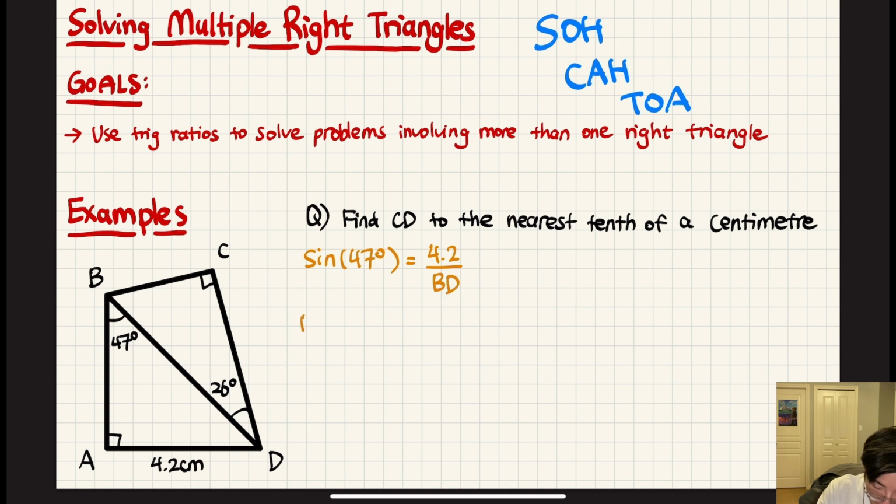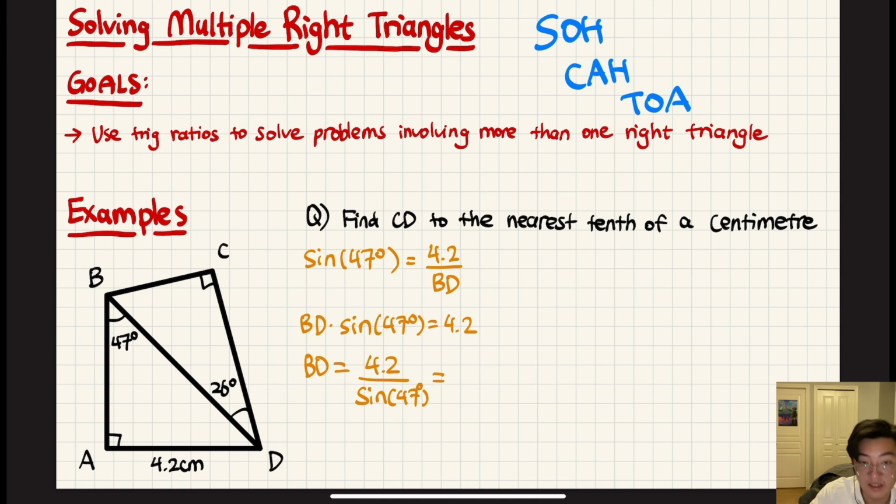To find BD, we multiply everything by BD because we don't like fractions. So BD times the sine of 47 degrees equals 4.2. We divide everything by sine 47 degrees to isolate BD. So 4.2 divided by sine 47 degrees gets us 5.74 centimeters. So this line right here is 5.74 centimeters.